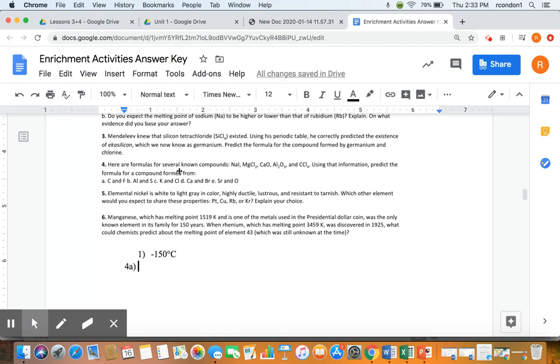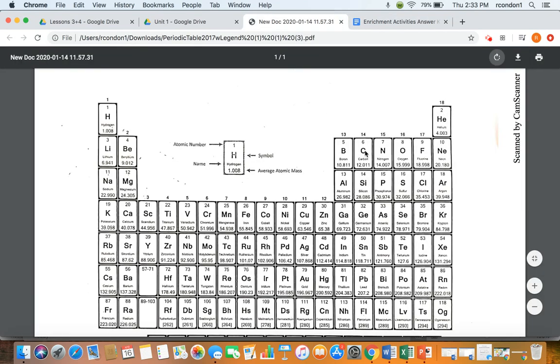Now for A. We are now looking at chemical formulas, right? Here are the formulas for several known compounds. Using this information right here, we're going to predict the formula for a compound formed from, let's do 4A first, carbon and fluorine, the F is fluorine. We don't know how they'll match up. So let's look up here and check. Here's carbon, here's another one with carbon. So we know where carbon's going to be on the periodic table. It's going to be right here. And let's see if fluorine's in this row. Let's see if there are any compounds that are paired the way we have in our example.